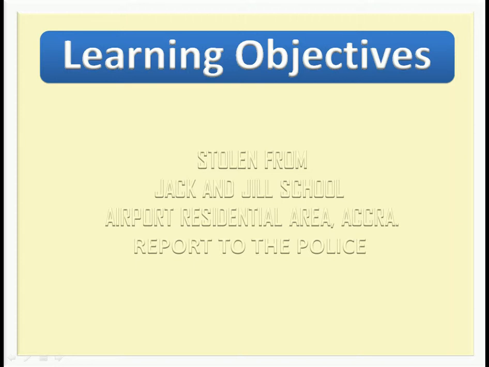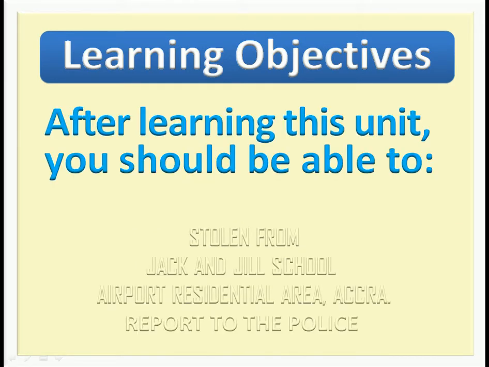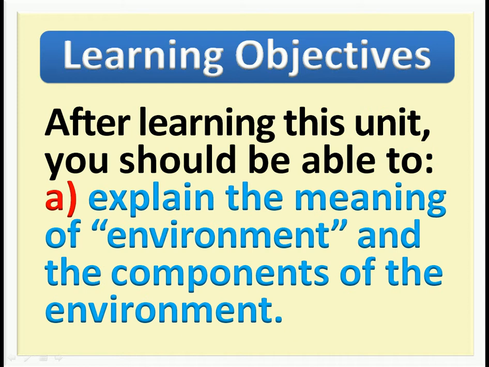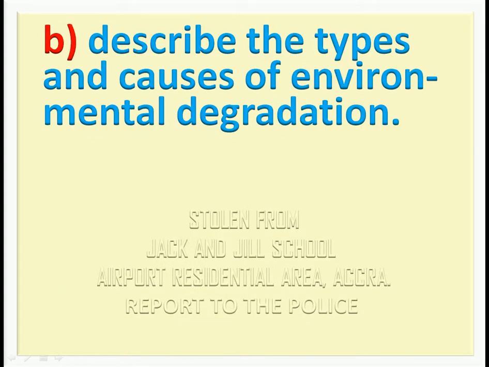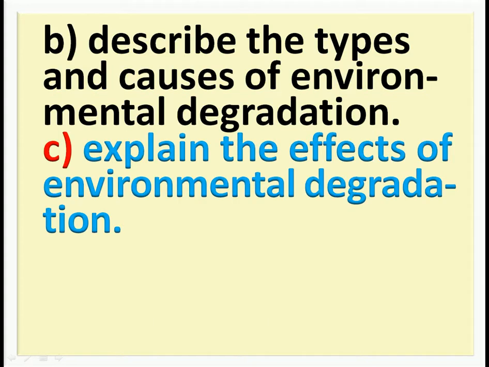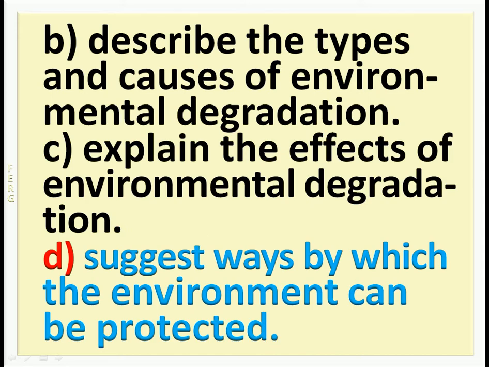Learning objectives. After learning this unit, you should be able to: A. Explain the meaning of environment and the components of the environment. B. Describe the types and causes of environmental degradation. C. Explain the effects of environmental degradation. D. Suggest ways by which the environment can be protected.